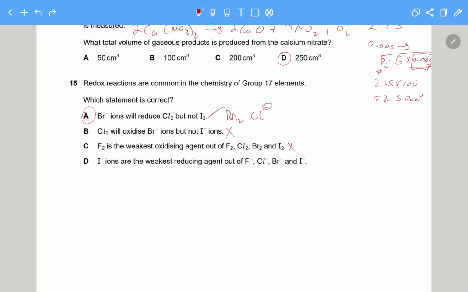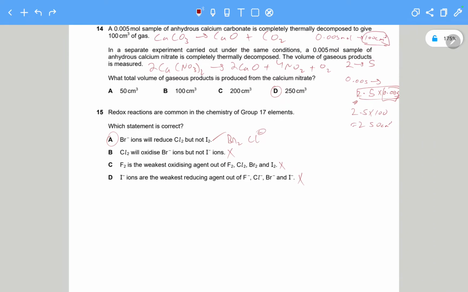Option D, iodide ions are the weakest reducing agents out of F negative, Cl negative, Br negative and I negative. Now the F2 is the weakest reducing agent, as I said, so iodide therefore has to be the strongest reducing agent. It is the weakest oxidizing agent because if you add iodide ions to chlorine, it will reduce the chlorine to chloride ions. If you add the iodide ions to bromine, it will reduce the bromine to bromide ions. If you add it to fluorine, it will reduce it to fluoride ions. So it's the strongest reducing agent, not the weakest reducing agent. So option A is the correct answer.